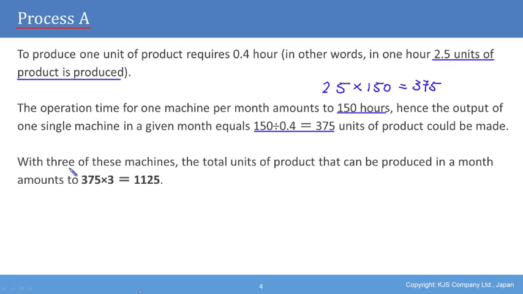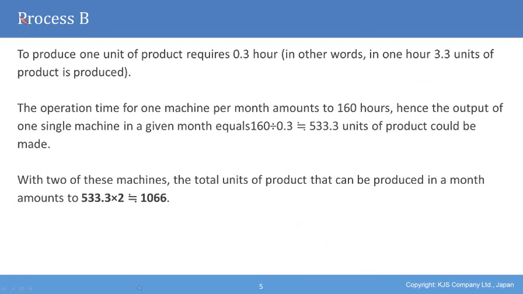With 3 of these machines, the total units of product that can be produced in a month amounts to 375 times 3, which gives 1,125, which is the total units of products that can be produced in a month for process A. Now let us move on to process B. To produce 1 unit of product requires 0.3 hours. In other words, in 1 hour, 3.3 units of product is produced.